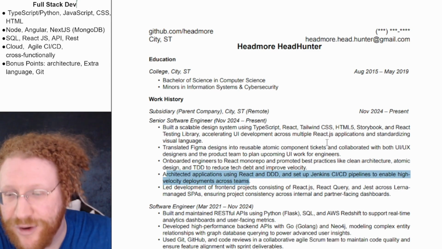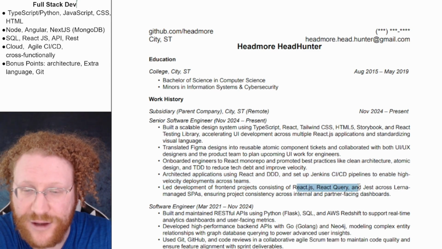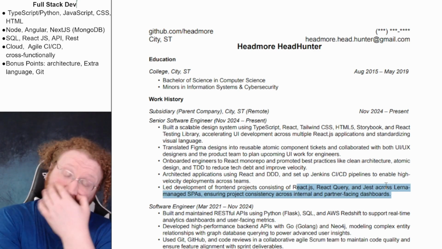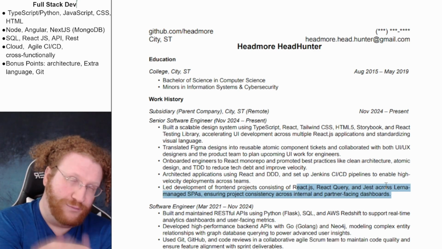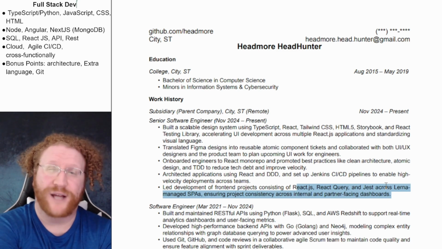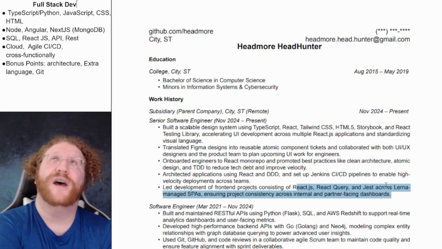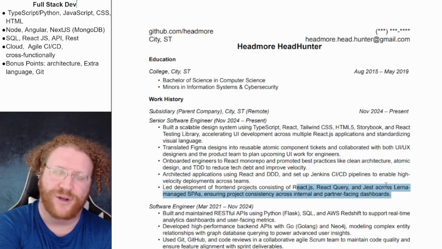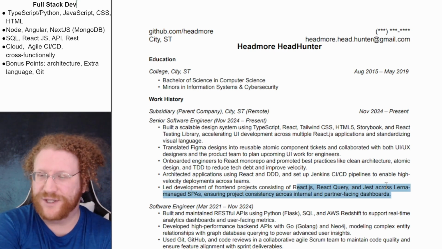Led development of front-end projects consisting of React.js, Jest, and Lerna, to manage. So the problem is there's a lot of extra stuff here. I do like how you put down the sentences, though. You just kind of have too much, because yes, you can't have too many keywords. Specifically in engineering resumes, the problem is you can have too much extraneous stuff, but this is pretty good.